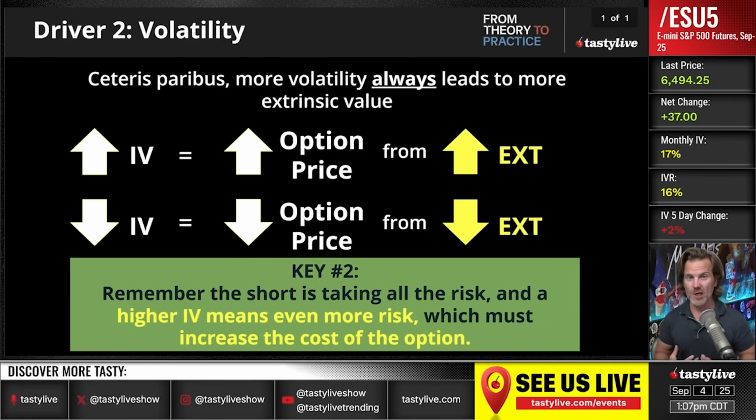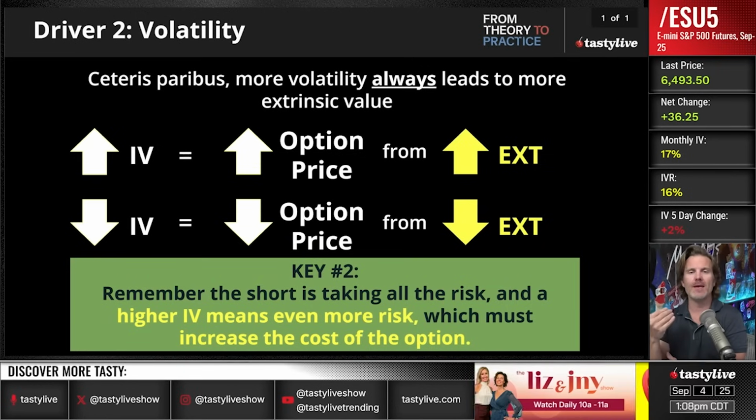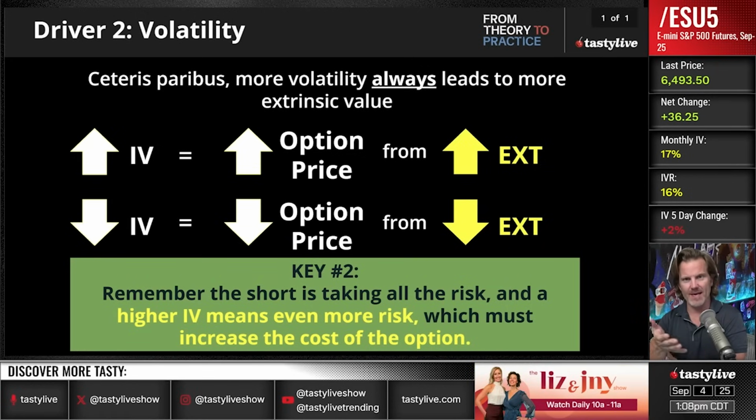And so what is he going to do? He's going to sell the option for a higher price. He's going to raise the cost of doing business with him or her on that option contract because of the higher volatility, because the potential for a huge loss that he would be on the hook for, I should say, is now indeed greater because the volatility is higher. So that is why higher volatility leads to more extrinsic value. This was the second factor that is driving extrinsic value.